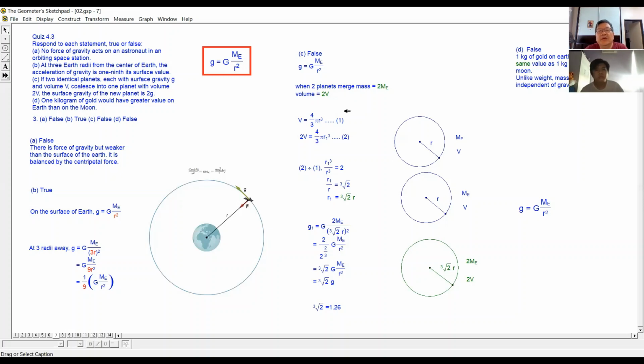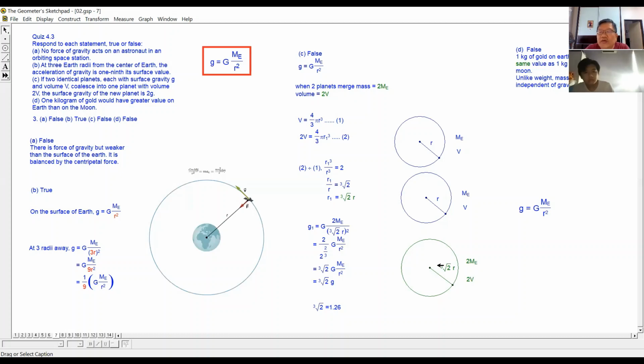So I cannot compare like this without looking at the radius. The reason is because the gravitation depends not only on the mass but also on the radius of the planet. So these two identical old planets have radius r. But what is the radius of the new planet? We don't know. If we don't know the radius, we cannot simply compare. So now my aim is to find out what is the radius of the new planet.